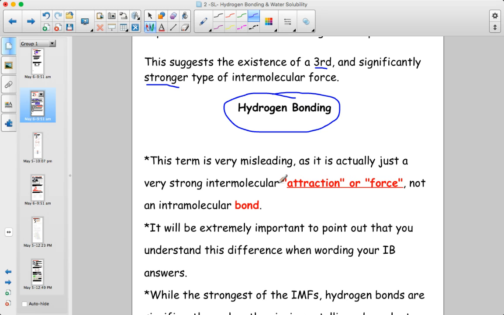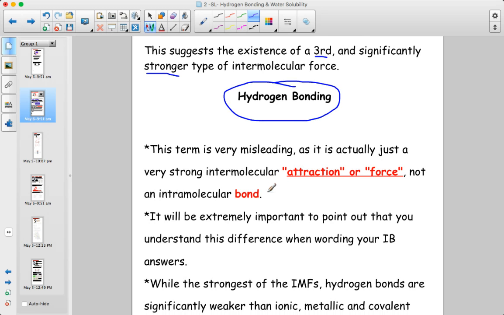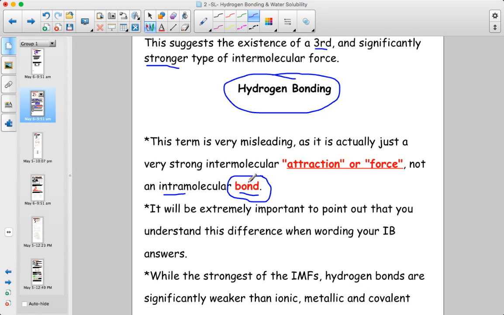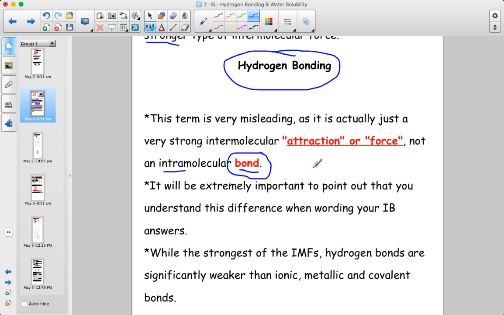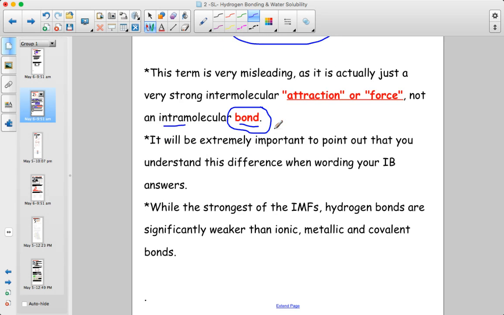It's just an IMF, like London forces and dipole-dipole forces. It is not the same as an intramolecular bond. It's not a covalent bond. It's not an ionic bond. It's not a metallic bond. And if you refer to IMFs as bonds and you talk about bonds breaking and forming, the IB is going to ding you for that. So it's a really tricky vocab thing to watch out for because it's referred to as hydrogen bonding. Anyways, that's the point I wanted to get across there.